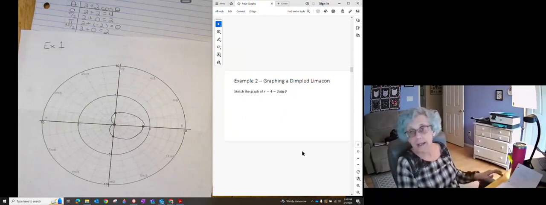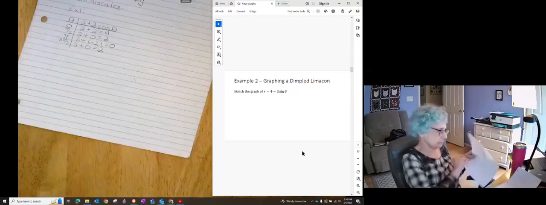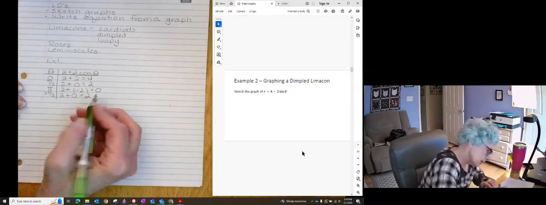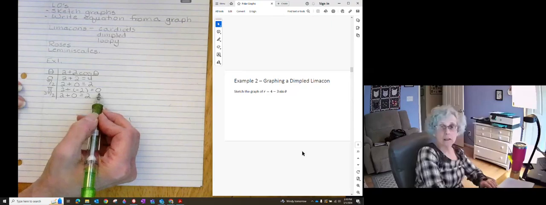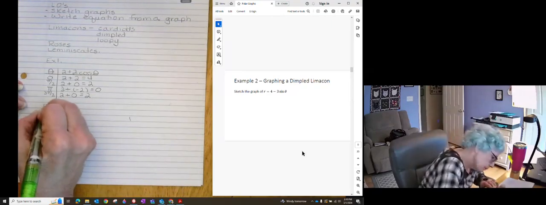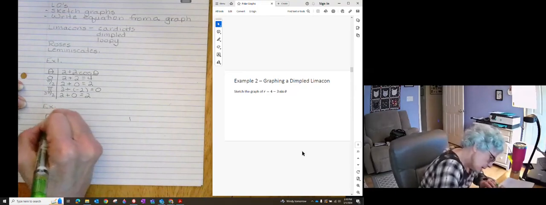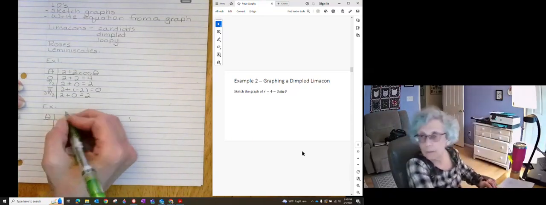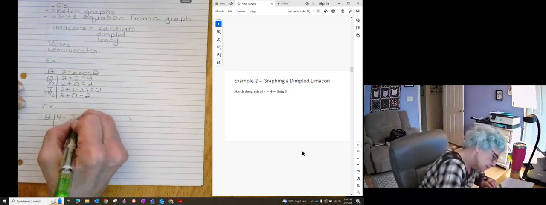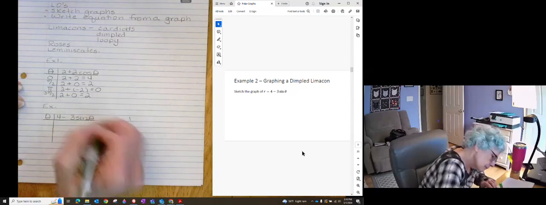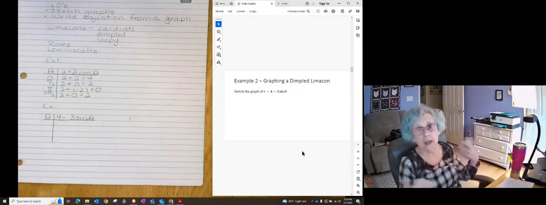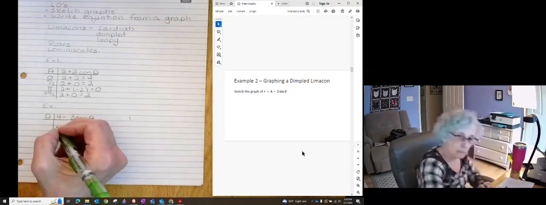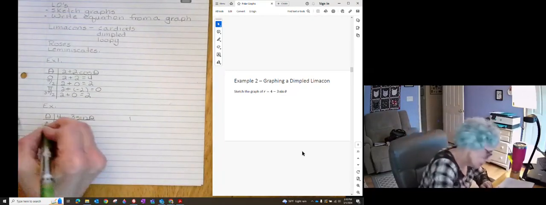Okay, let's do a dimpled limacon. And we'll notice things about our table. You notice when we had a cardioid, we ended up with a 0 in our table. Example 2. I have theta and I have 4 minus 3 sine theta. Now, if you remembered what I said about the A's and the B's, if the A is bigger than the B, you're going to get a dimple. But we'll figure that out from the table.